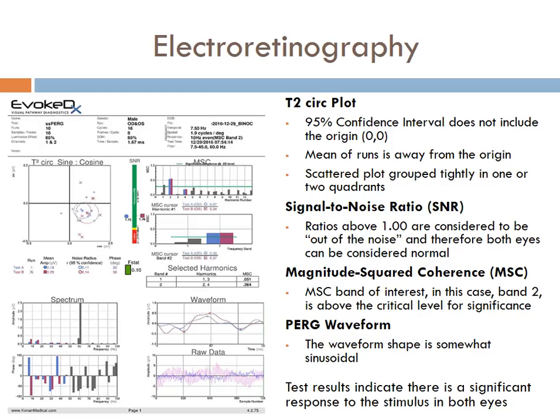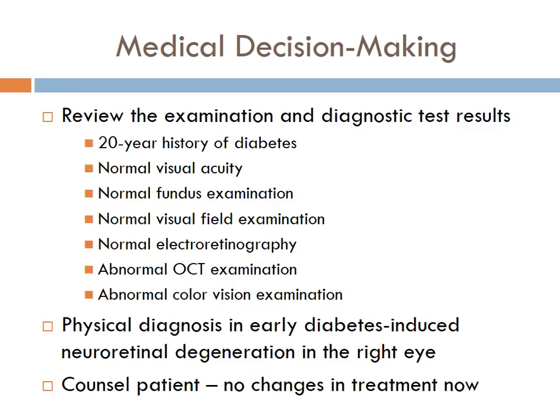I got a fancy ERG machine too, so I said let me check his ERG. We know that ERG measures the retinal activity, and in particular the pattern electroretinogram, which is what I did on this test, measures ganglion cell activity. And without getting into a bunch of detail on how to interpret this ERG printout on this Evoke DX machine, both eyes are normal. If you look at the bottom here, the test results indicate there's a significant response to the stimulus in both eyes. So I do not see a deficit in the ERG in either eye. So I'm like, man, what's going on here?